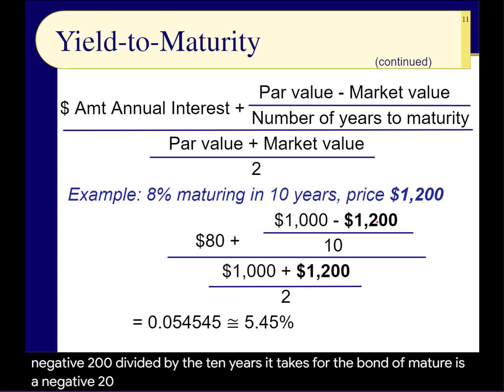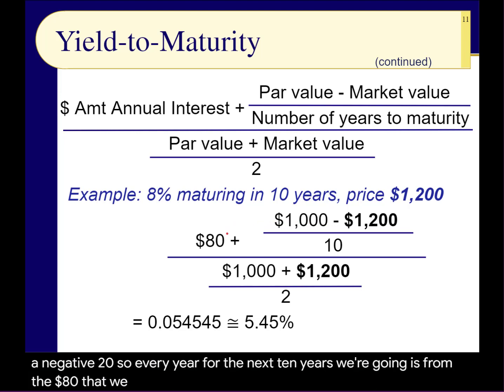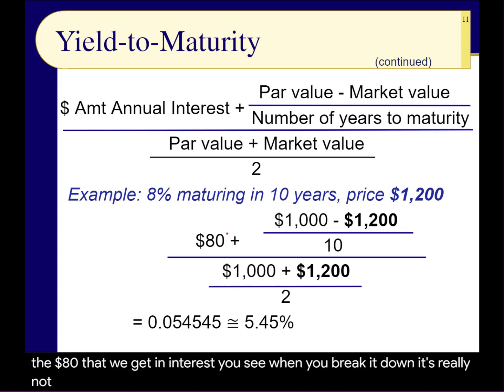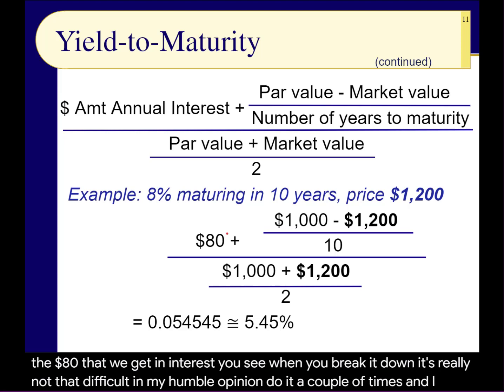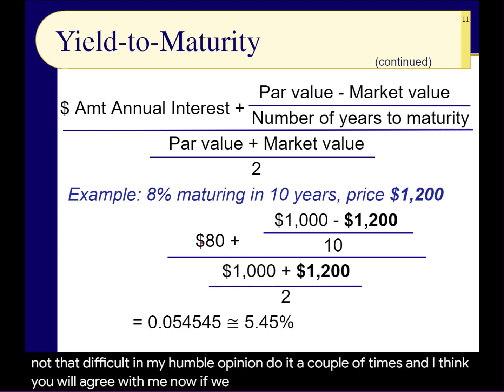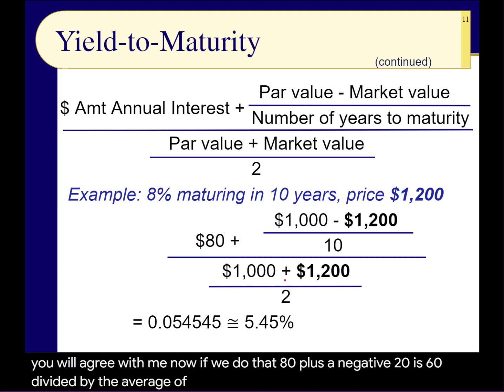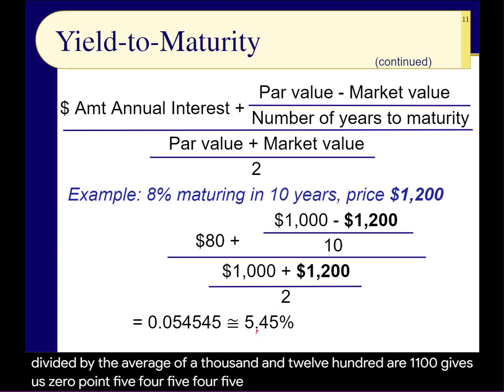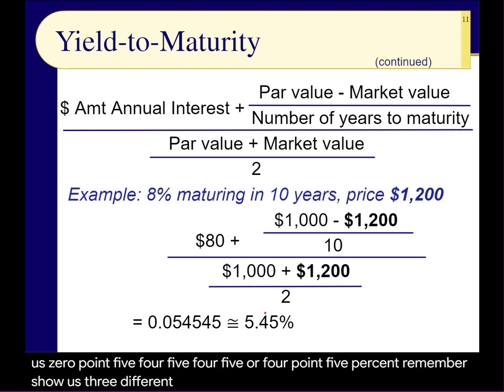negative 20. So every year for the next 10 years, we're going to subtract $20 from the $80 that we get in interest. You see, when you break it down, it's really not that difficult, in my humble opinion. Do it a couple of times, and I think you will agree with me. Now, if we do that, 80 plus a negative 20 is 60, divided by the average of 1,000 and 1,200, or 1,100, gives us 0.54545, or 4.5%. Remember, show us 3 digits of accuracy.